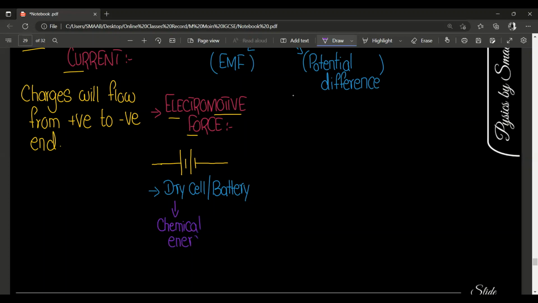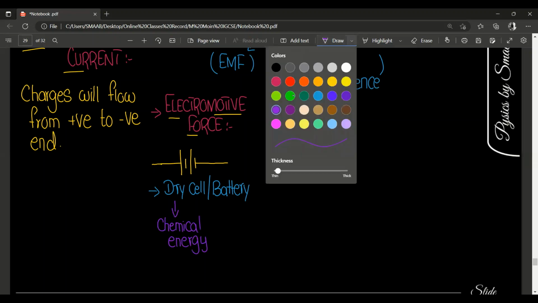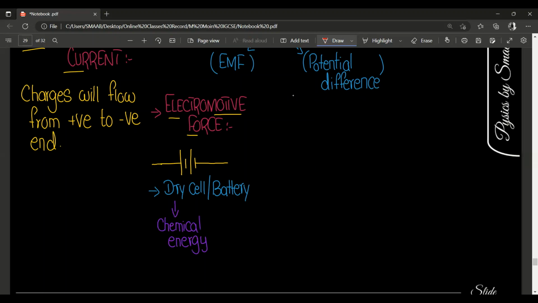And when this dry cell or battery is connected to a conductor or any circuit, now that energy is going to be converted from chemical to electrical, right? So there will be a change or a transformation of form of energy from chemical to electrical. So now chemical is going to be converted into electrical energy. When we convert this form of energy, there will be some work done, right? We need to do some work to convert or transform this energy.